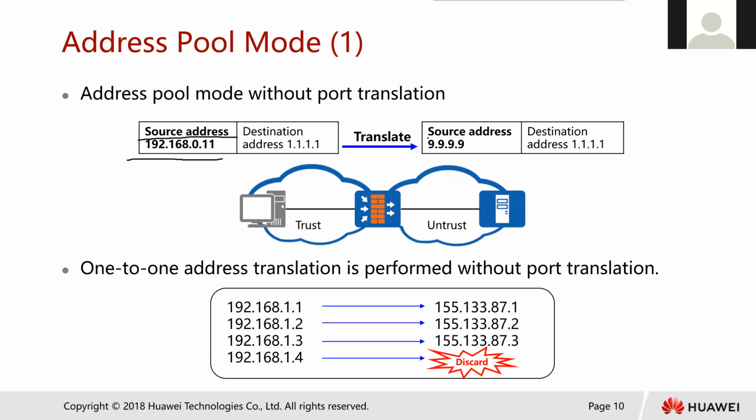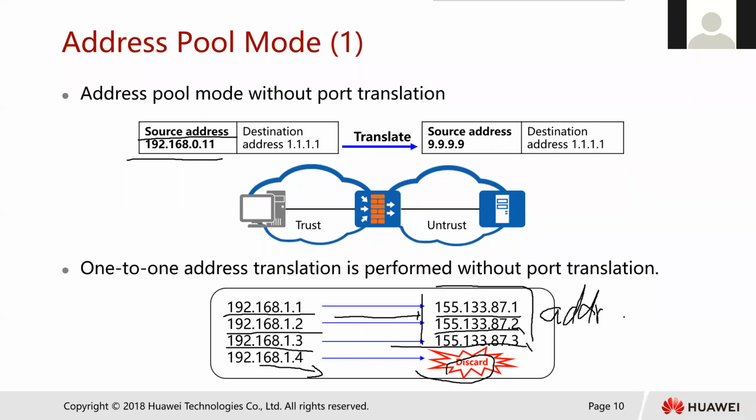192.168.0.11, and if we create a pool, it has three IP addresses. So if a packet comes from 1.1, it will be translated to .1. If it's 1.2, it will be translated to .2. If 1.3, it will be translated to .3. But if it comes from 1.4, it will be discarded. Why will it be discarded? Because this is the address pool.